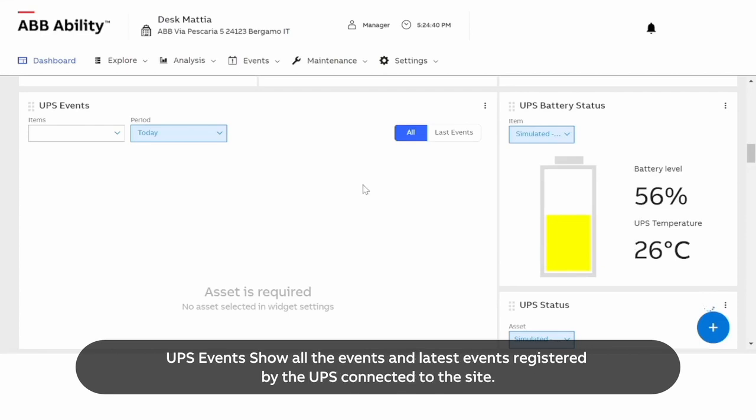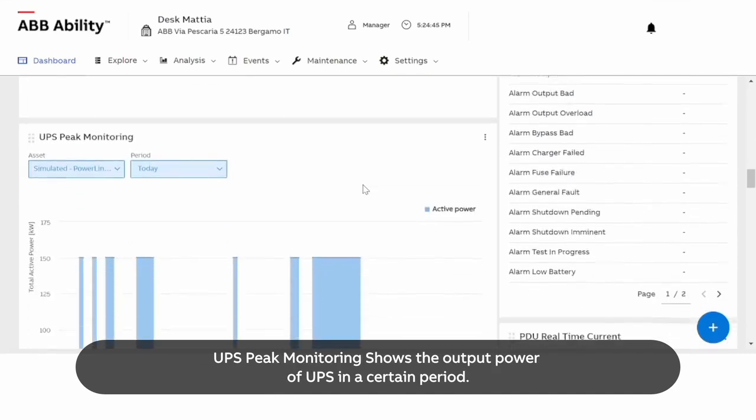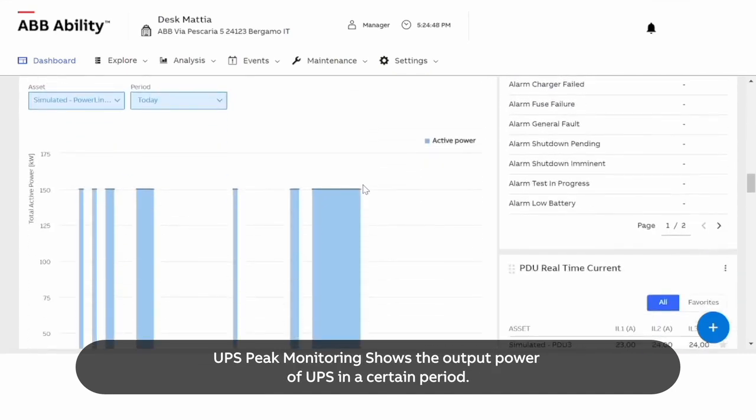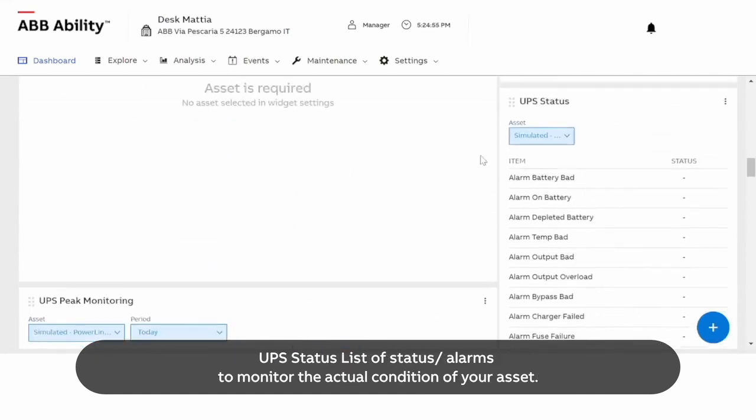UPS Events show all the events and latest events registered by the UPS connected to the site. UPS Peak Monitoring shows the output power of UPS in a certain period. UPS Status, list of status, alarms to monitor the actual condition of your asset.